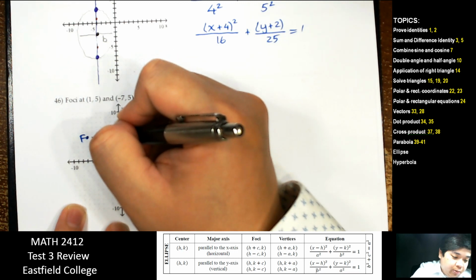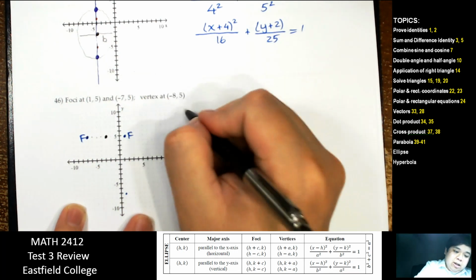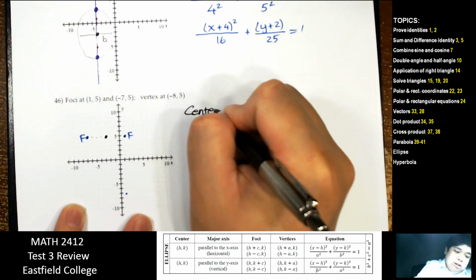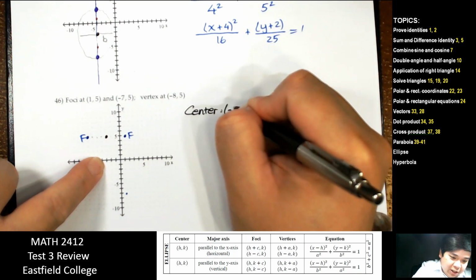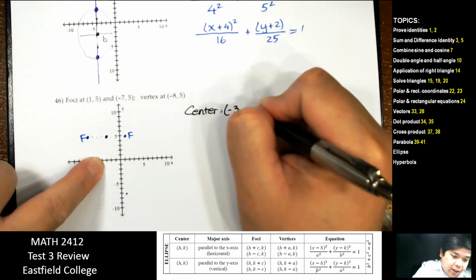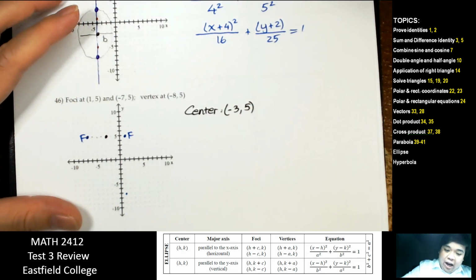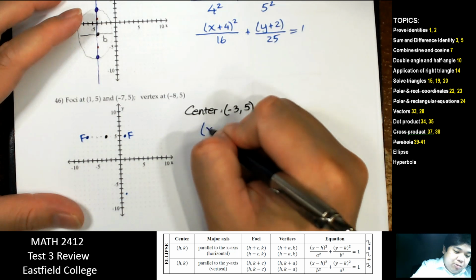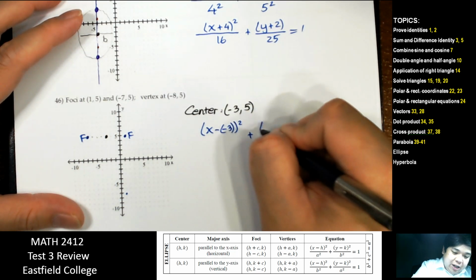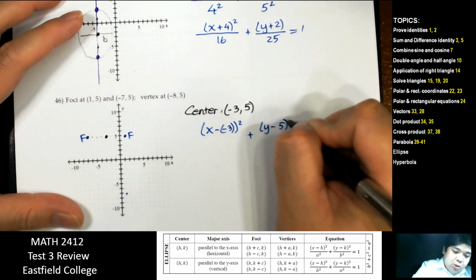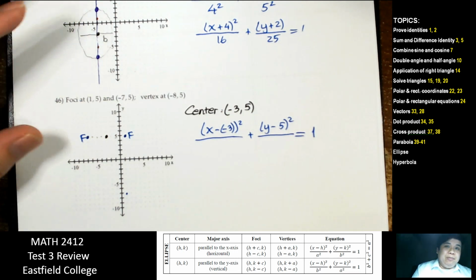So we have 1, 2, 3, 4. So it'll be right here. So the center is negative 3 and 5. Right. So I will start with x minus 3 squared and y minus 5 squared over something squared equal to 1.